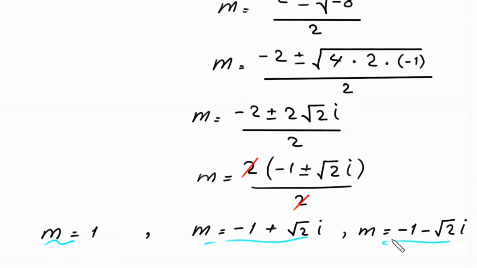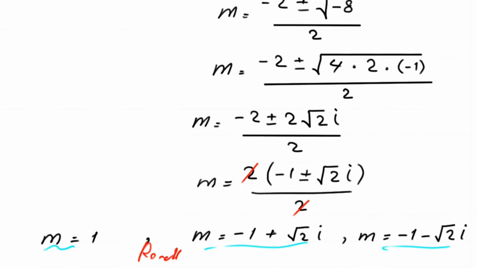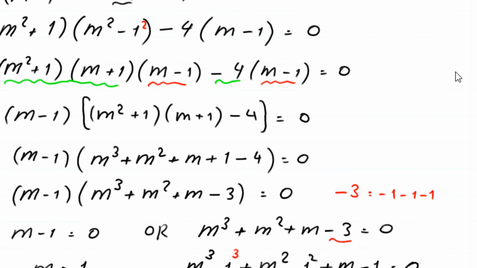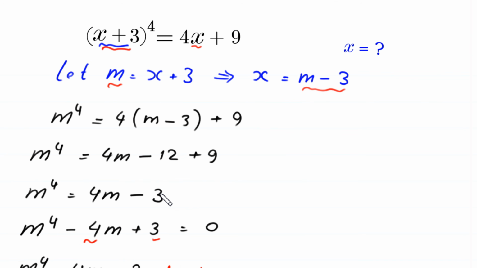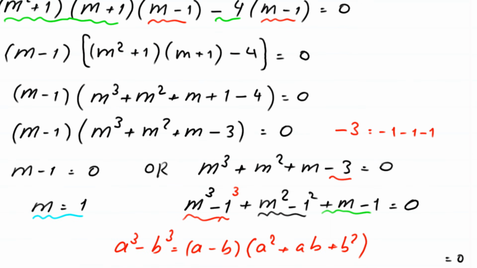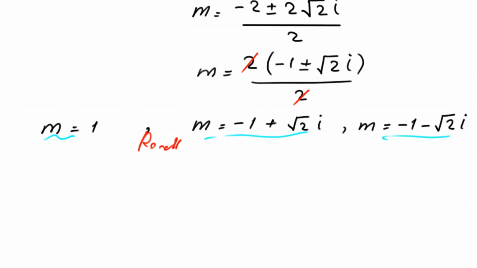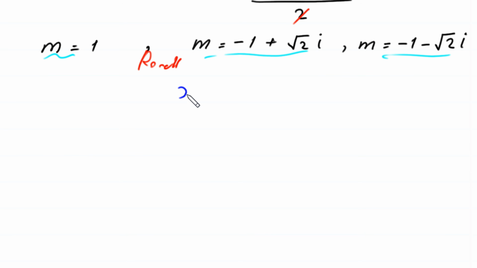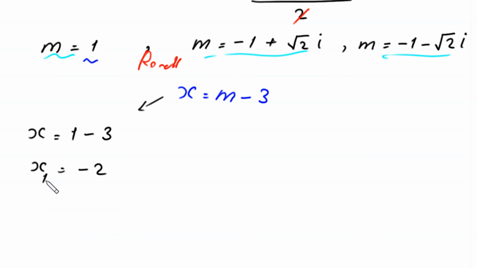To find the values of x, recall that we have supposed that x is equal to m minus 3. When m is equal to 1, then this equation will become x is equal to 1 minus 3. So x is equal to negative 2. This is the first value of x. This is the first solution of this equation.